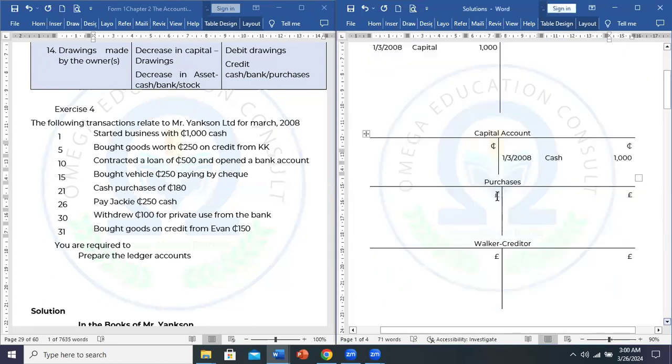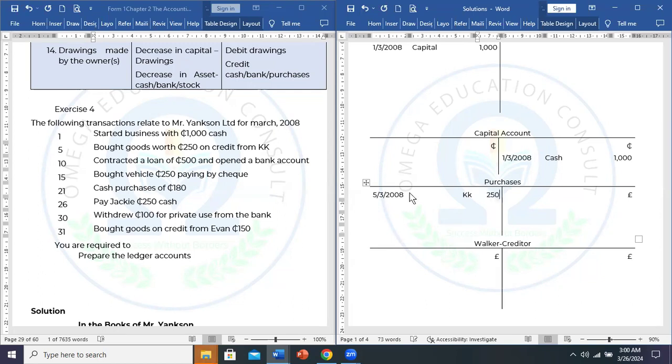Okay, so we are debiting purchases because anytime the business buys goods, we refer to the purchases account, which acknowledges an increase in stock, and stock is an asset. And if an asset is increasing, we debit it. So that is why we debit the purchases account. So 5th March 2008, we debit purchases, but the details would be KK. That's the supplier who gave us the goods, and we put the amount 250.